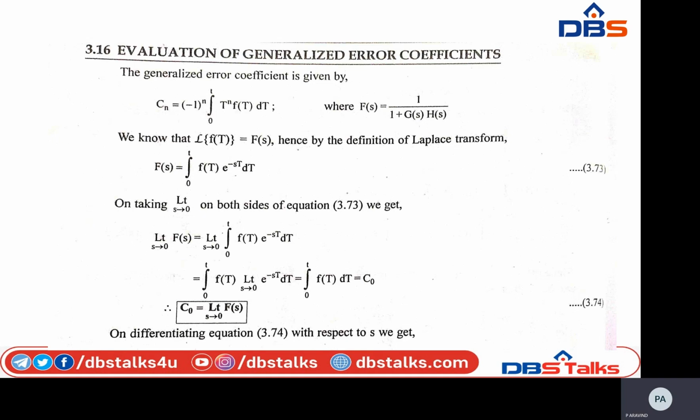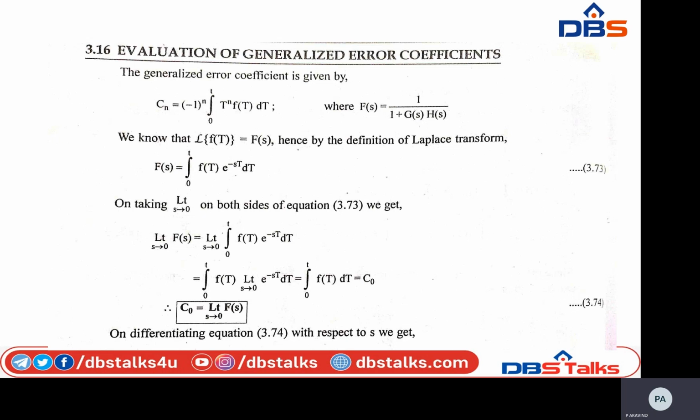To the term, so integral 0 to T of f(t) into limit s tends to 0 of e power minus st, applying the limit s tends to 0 to the term. So e power minus 0·t means it is constant, equal to 1. So we have integral 0 to T of f(t) dt.